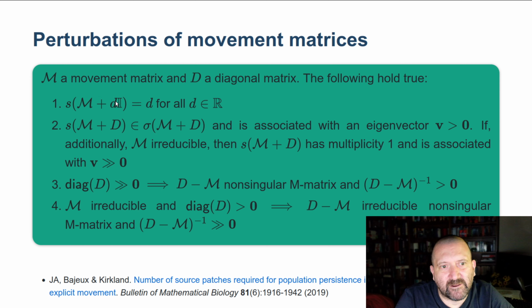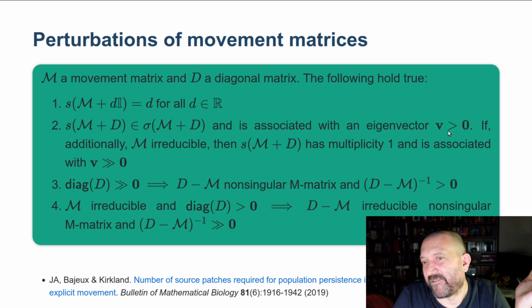I'm perturbing the diagonal by d. Remember, the spectral abscissa of M is 0, so the spectral abscissa of M plus d times the identity is d. When I add a diagonal matrix of any sort to the matrix M, the spectral abscissa of this new matrix is an eigenvalue. And it's associated to an eigenvector that is non-negative and non-zero, but it's an eigenvector, so obviously it's non-zero.